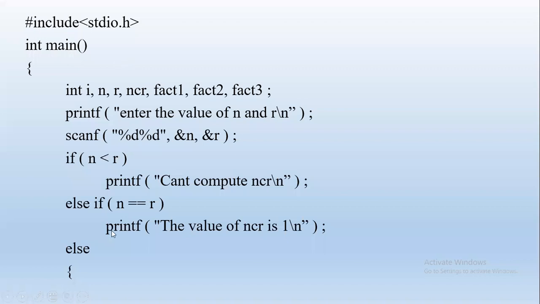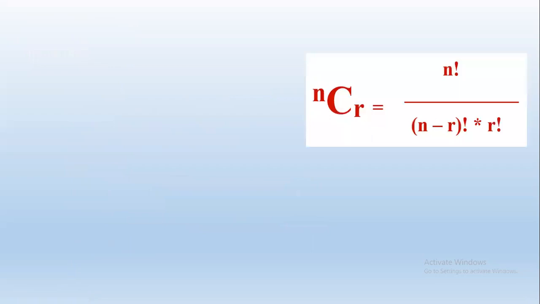So let's continue. If we give 5 and 3, we want to find 5C3. Or anything you can give, 8C4. In that case, n is not less than r, n is not equal to r. Because n is greater than r, control comes to the else part. So what do we have in else? We have to find each part. Here we have to find n factorial. Let me take the same example I explained, 5C3. We have to find 5 factorial, and then 5 minus 3, that is 2 factorial, into r, which is 3 factorial. One by one, we will find each of these 3 values.